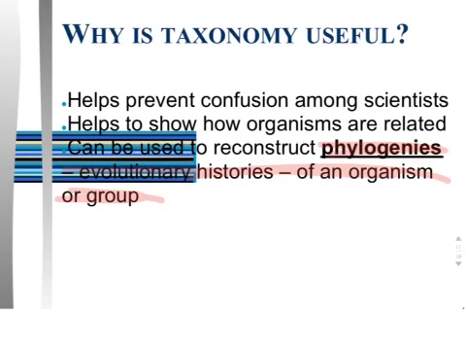Again, why is taxonomy useful? It does prevent confusion among scientists in terms of where their classification system is. If we're talking about a plant and an animal, they're in a different kingdom. If we talk about an amphibian and a jellyfish, we're talking about two different phyla in the same animal kingdom. It also can be used to construct a phylogeny that shows the evolutionary history of an organism or group, that you'll see on the next slide.